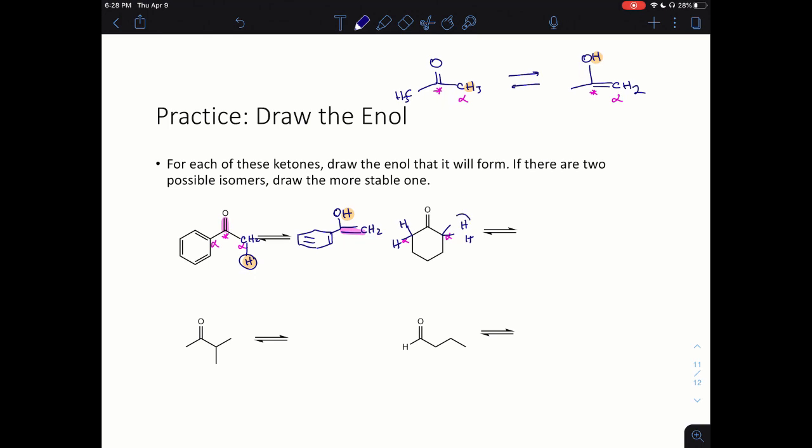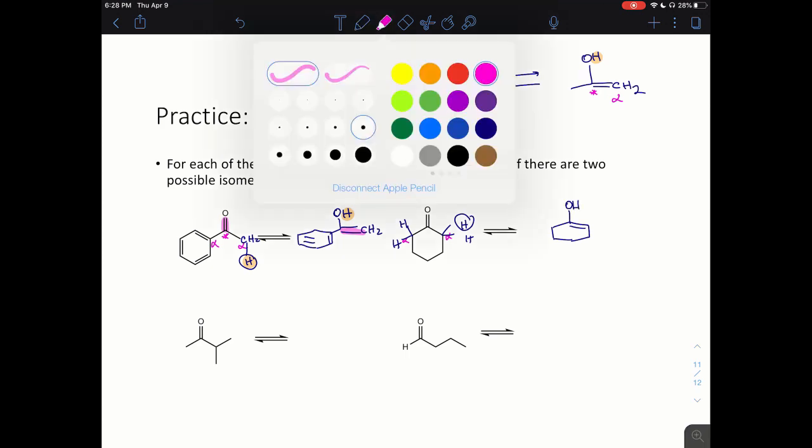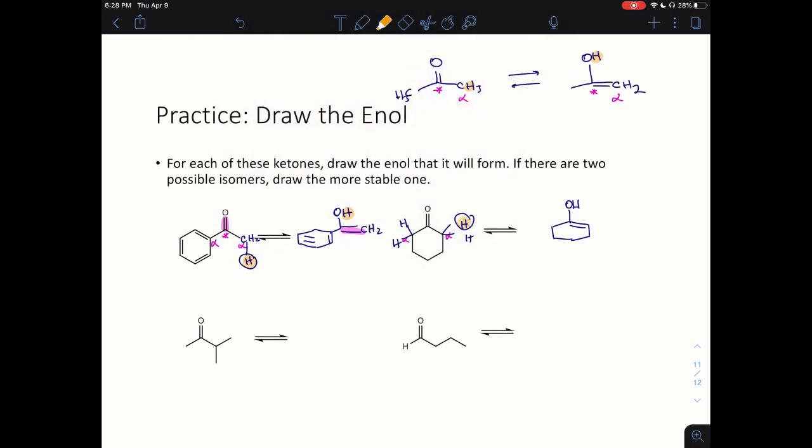So we're going to imagine deprotonating one of these alpha carbons and transferring that proton to oxygen, moving the double bond from the alpha carbon to the OH, moving the pi bond from pi CO to pi CC. So we have our enol.